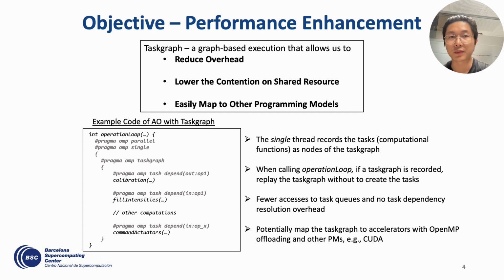This is what we want to achieve with the Taskgraph framework: to reduce the overhead of the OpenMP tasking model, and to lower as well the contention on shared resources. And once the graph is built, we believe there is a way to map these graphs to other programming models such as CUDA or HIP for NVIDIA and AMD GPUs respectively.